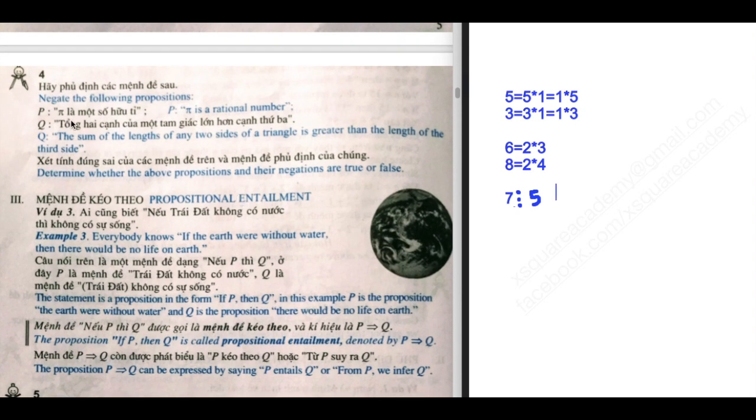And an exercise for you. Negate the following propositions and determine whether the above propositions and their negations are true or false. The first proposition P: Pi is a rational number. So a rational number is its predicate. If you want to transfer it into a negation, we just add not here before its predicate and after the verb is. So it becomes pi is not a rational number. So is P true or is not P true?